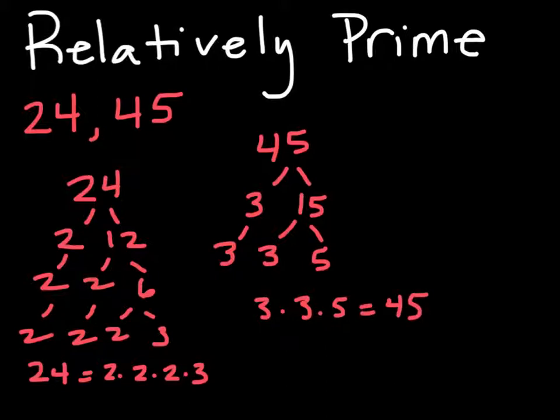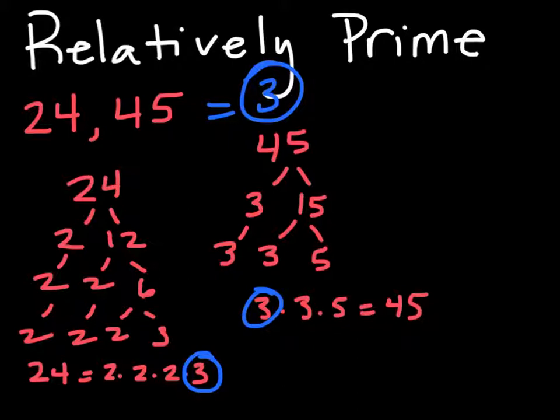So our two numbers do indeed share a prime factor. It is 3. So the greatest common factor of 24 and 45 is 3. It is not relatively prime. It has a common factor other than 1.